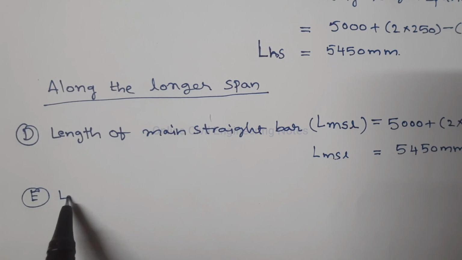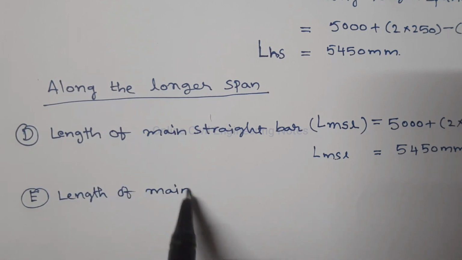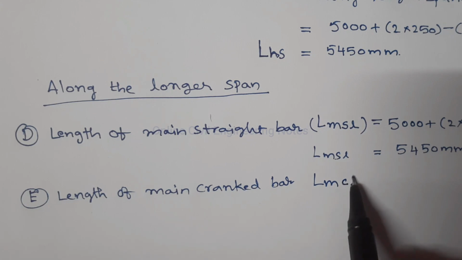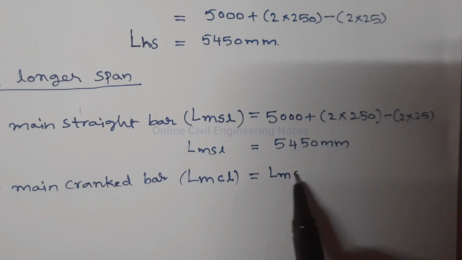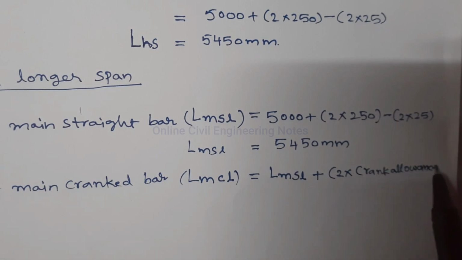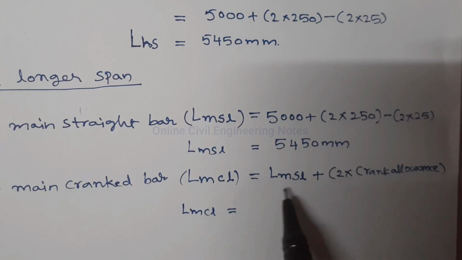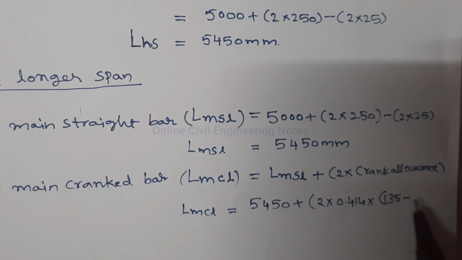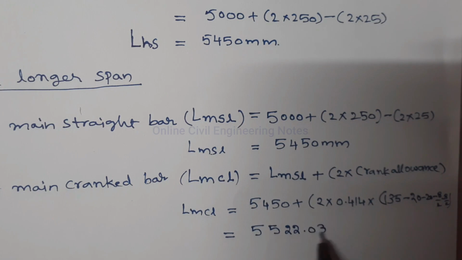Length of main cranked bar along longer span L is equal to length of main straight bar along longer span plus 2 into crank allowance. Main straight bar along longer span is 5450 plus 2 into 0.414 into (135 minus 20 minus 20 minus 8 by 2 minus 8 by 2). The value is 5522.03. You can write it as 5523 mm.